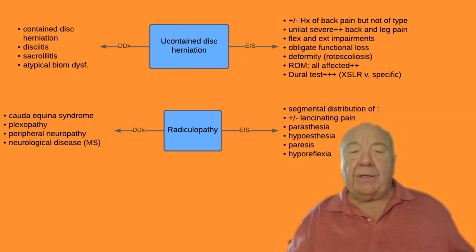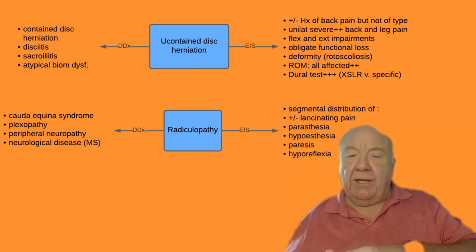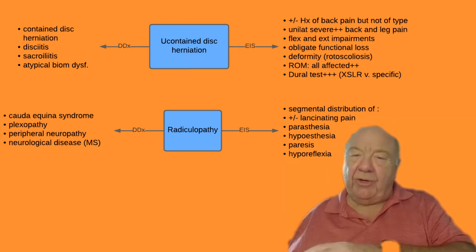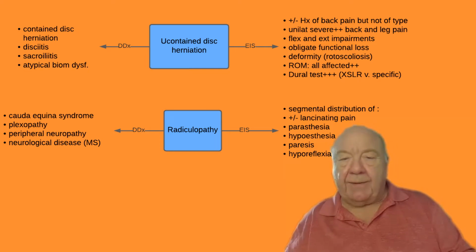So if we look at the uncontained disc herniation, first without radiculopathy, the essential illness script is history of back pain prior to this, but not necessarily of this type. It's usually some history of back pain going back.